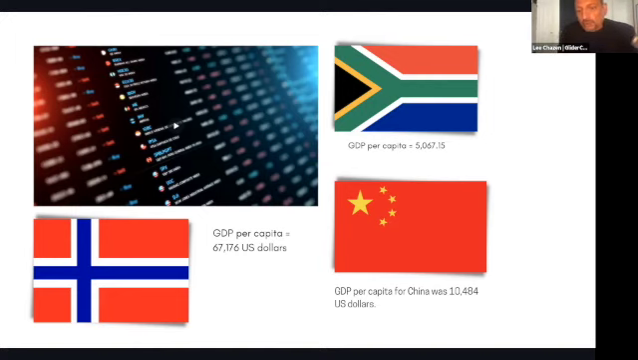So students quickly learn by playing this game the inequalities that exist globally in income distribution. They see all the inequities that exist around the world.